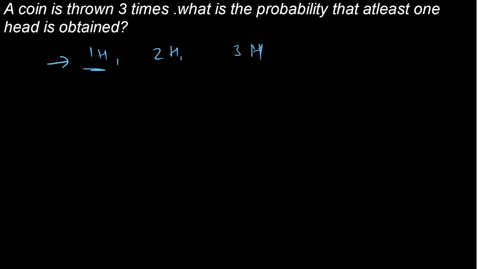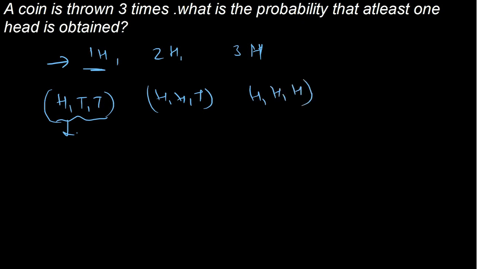One head, so one head is going to be there, then two tails are going to be there, so then you have to make the cases according to that. Then two heads are going to be there and one tail is going to be there, and obviously in the last it is going to be three heads.